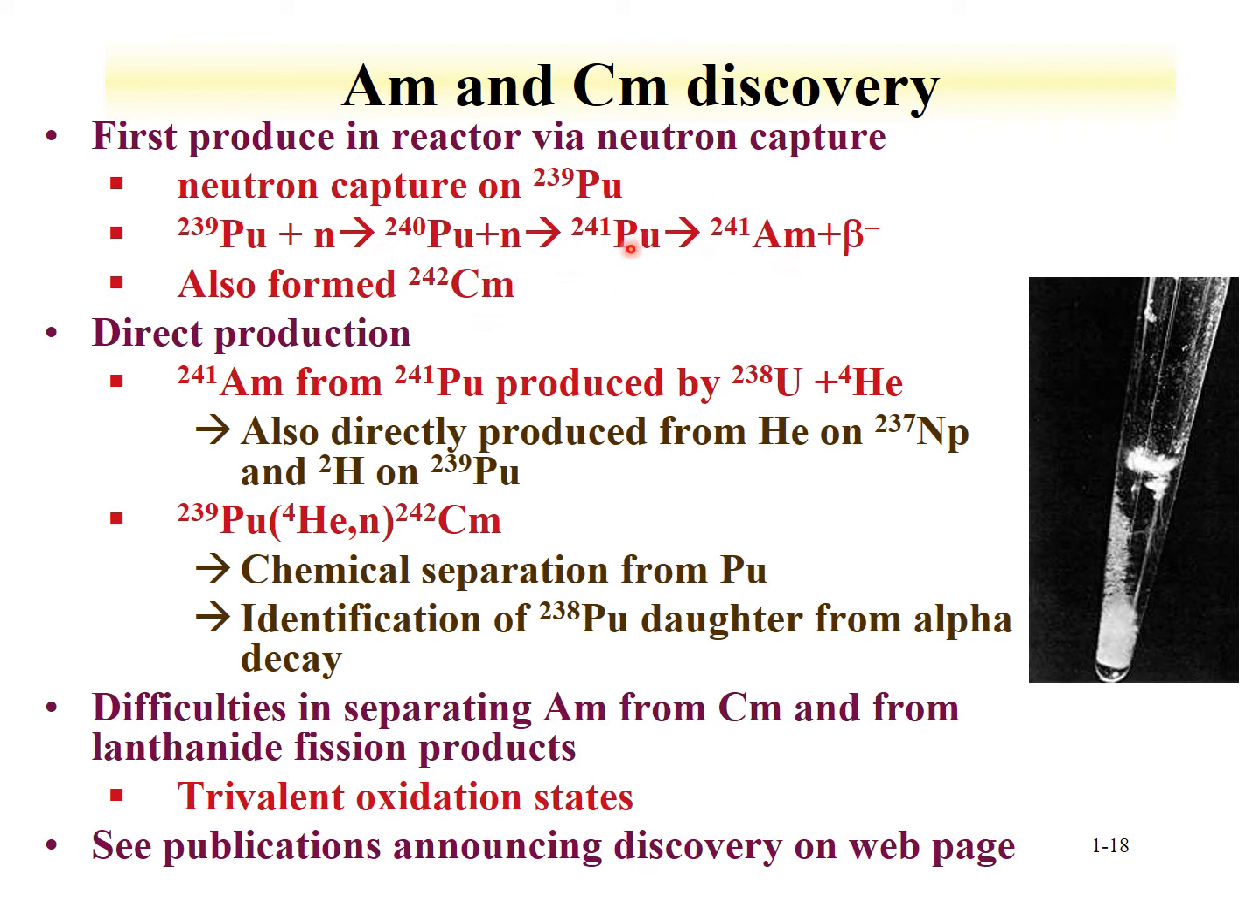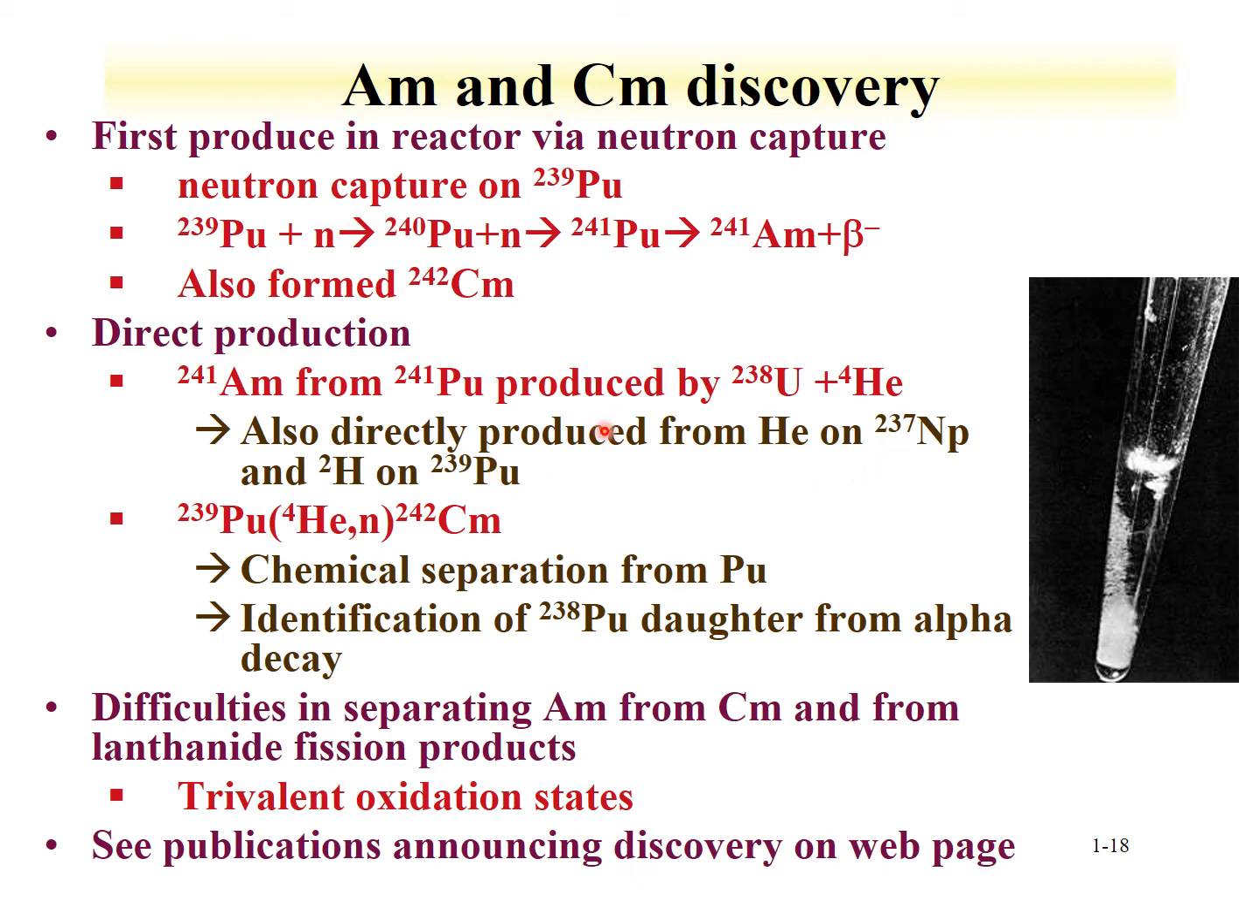This route could also keep going. If you kept bombarding, not only would some of this plutonium-241 decay, some of it would also capture. And you could make up to curium-242. There are also routes for doing direct production. So plutonium-241 would be produced. It would beta decay to this americium-241. And the plutonium-241 was produced by the reaction of uranium-238 plus an alpha particle.